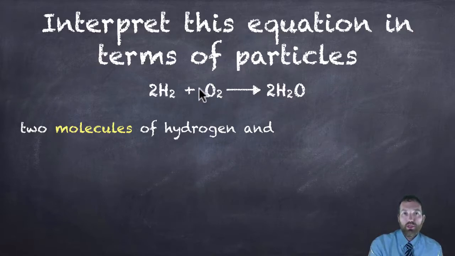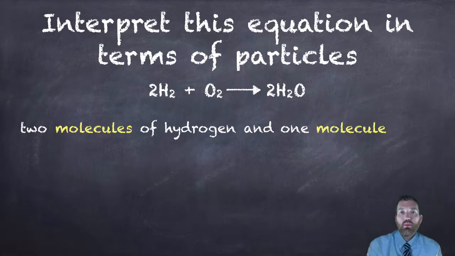Now there's no coefficient in front, but we know that if there's no coefficient, that really means there's a 1 there, or else we wouldn't write O2. If there wasn't at least one of them, we wouldn't write it. So we have 1, and again we'd use the term molecule, because again it's a diatomic molecule. It's not an element of oxygen, it's a molecule of oxygen. And then we have the arrow. When we get to the arrow, we read that as form. So two molecules of hydrogen and one molecule of oxygen form to make, and we see that coefficient 2 again.